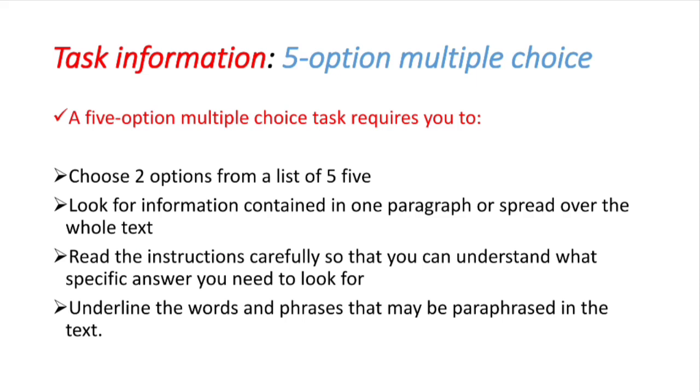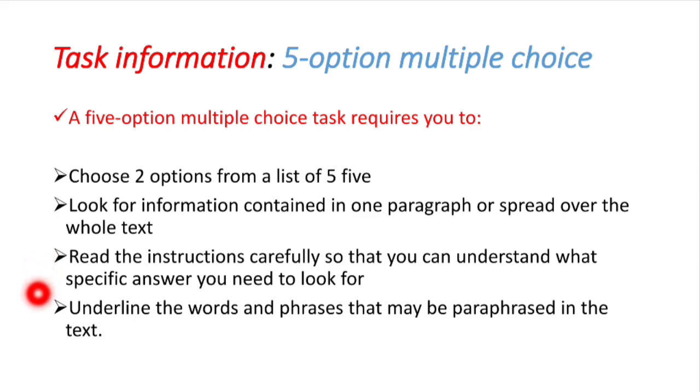So task information. A 5 option multiple choice task requires you to choose 2 options from a list of 5, which means you will be given 5 options and only 2 of them are going to be correct. And look for information contained in one paragraph or spread over the whole text. Again, either you can have the answer from one paragraph or it can be taken from several parts of the text. And the next one, read the instructions carefully so that you can understand what specific answer you need to look for, right? All the time you need to read the instructions carefully.